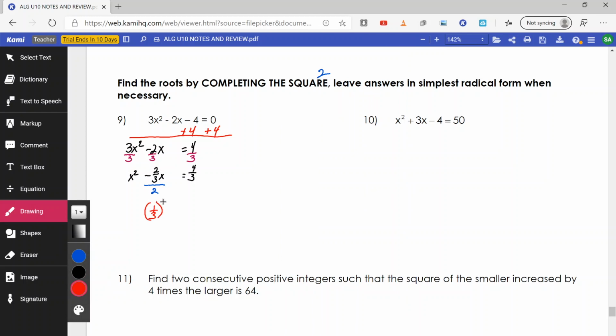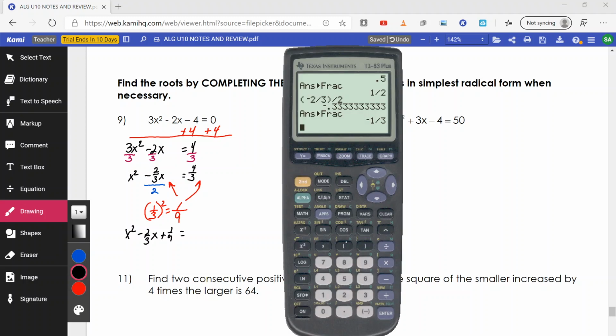And then we have to square it. Whenever I square a fraction, both numbers get squared. So 1 squared is still 1, 1 times 1 is 1. Then 3 squared, 3 times 3 gives me 9. So I'm going to add 1/9 to both sides. So we have x squared minus 2/3 x plus 1/9 equals, and then I can do 4/3 plus 1/9, which gives me a nice little decimal, which as a fraction is 13/9.